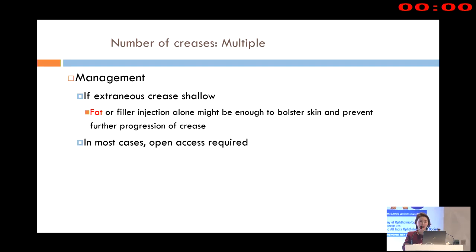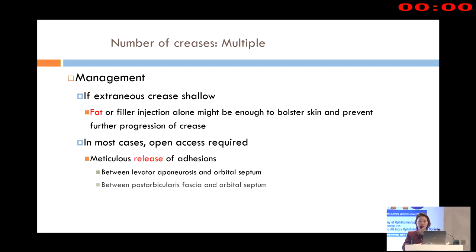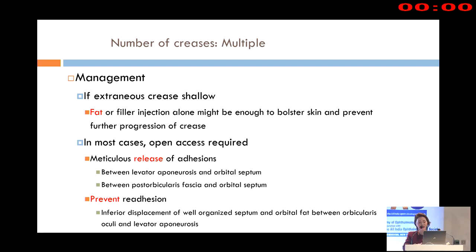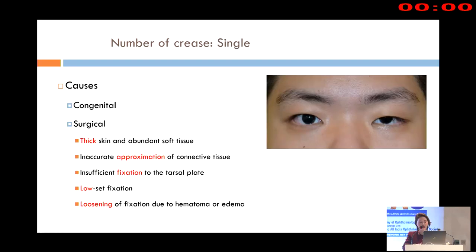But I think in most cases, like we talked about in that previous lecture, the open access is required. You need to meticulously release the adhesions between the levator and the septum, and between the orbicularis and the septum, and to prevent re-adhesion by inferior displacement of the septum and orbital fat.